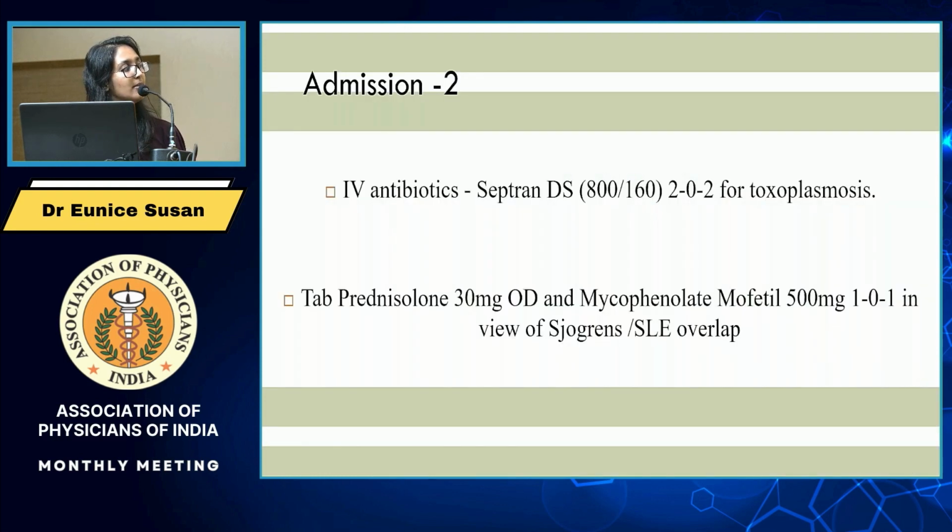So we started the patient on Septran DS for toxoplasmosis, and also started her on prednisolone 30 mg OD and mycophenolate mofetil 500 mg BD in view of the Sjogren's SLE overlap.